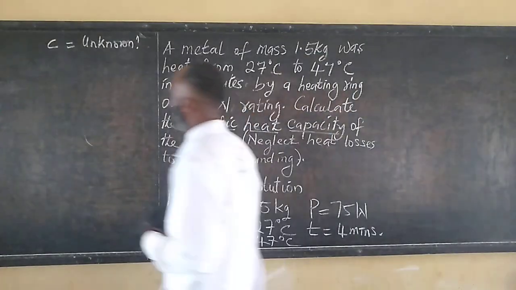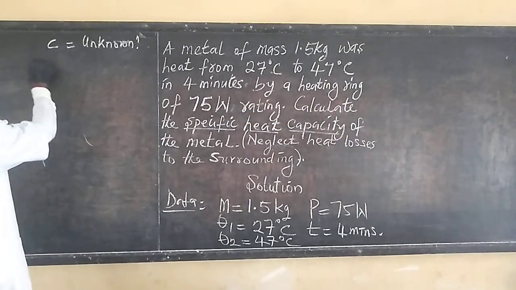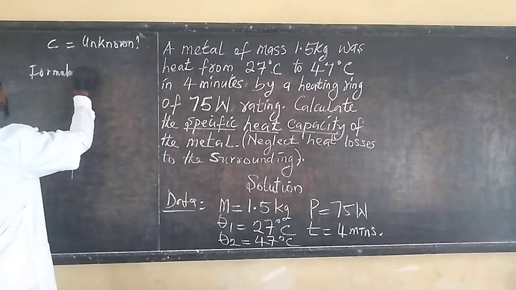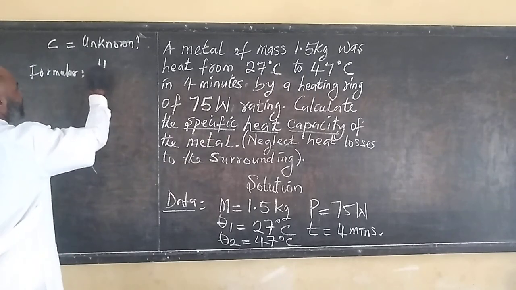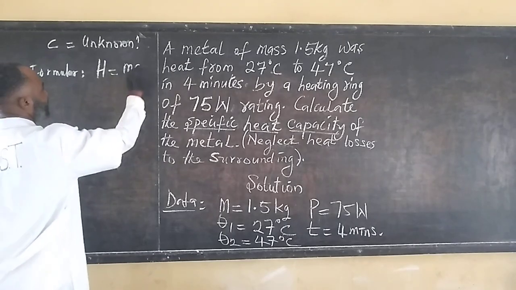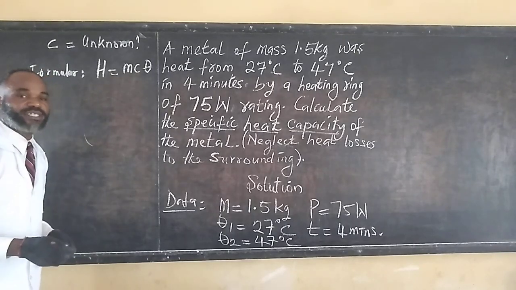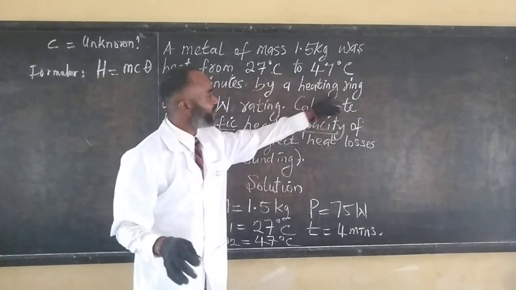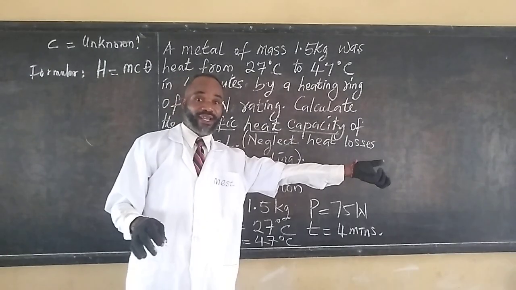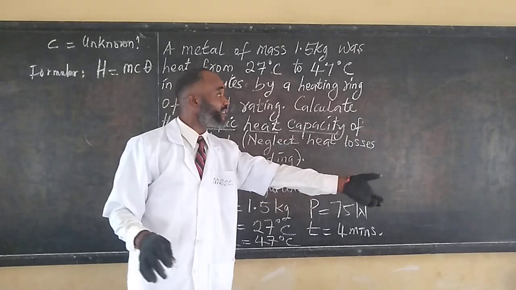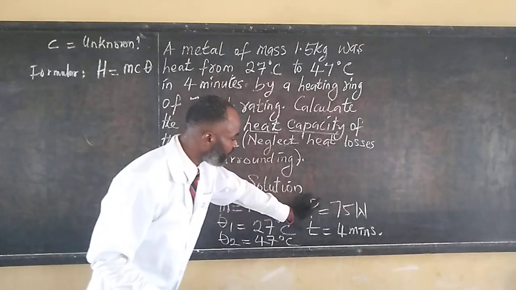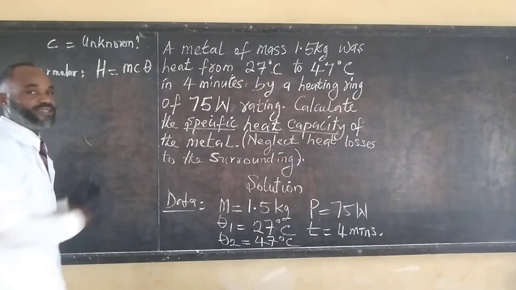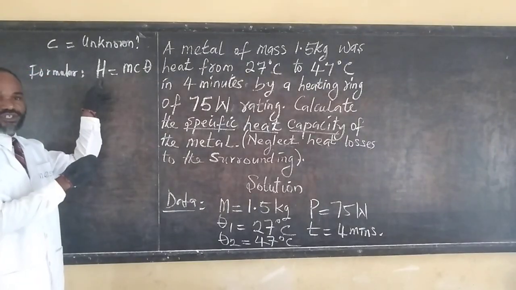So we write our formula, very simple. The formula is going to be heat is equal to mc theta. But there is something quite interesting about this question. The heat is coming from a heating ring, plugged into a socket on the wall. And then the power from that heating ring is this. So we can now replace H.